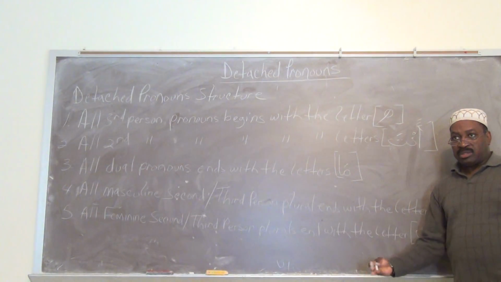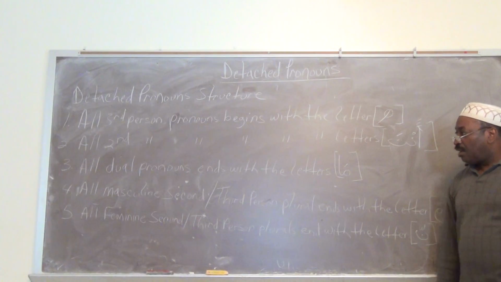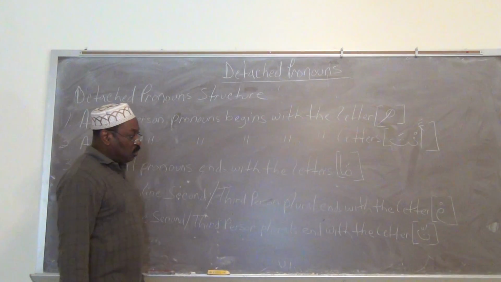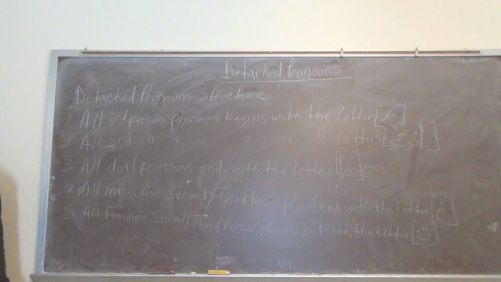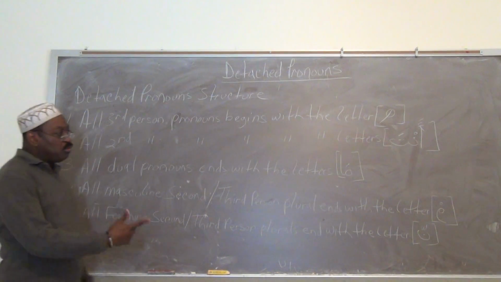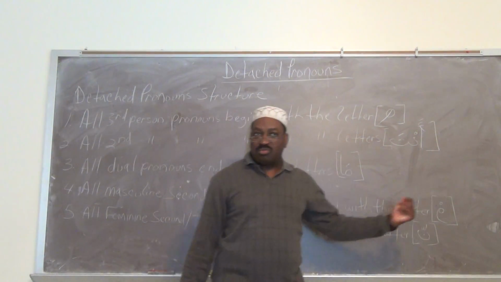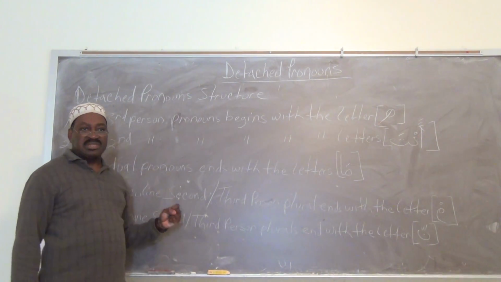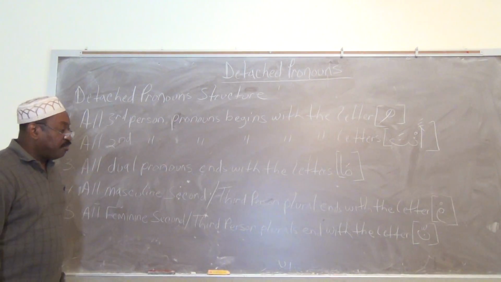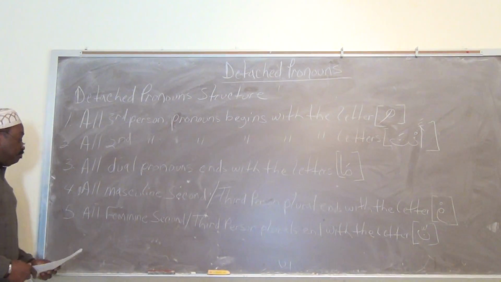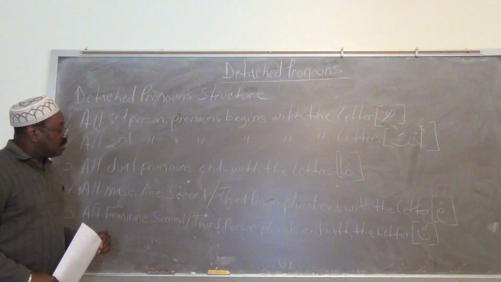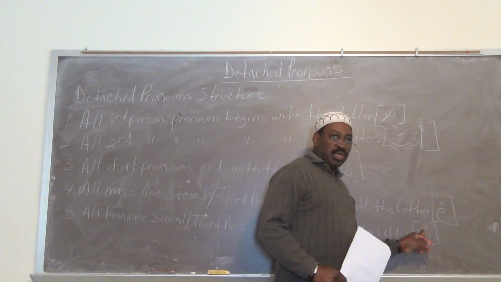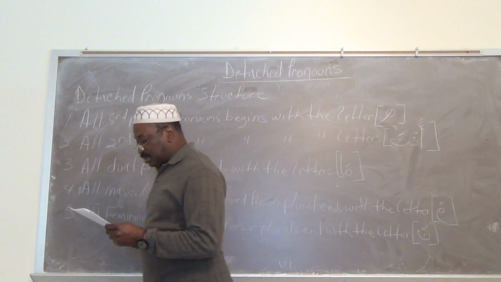Is this matching up with your chart? If you look at it, these points? Okay. Number four, all masculine second and third person plurals end with the letter meem. And notice I got meem with sukoon on the board, but you don't necessarily have to write sukoon on the last letter. Because we know it's always understood that that last letter is understood to be what? Sukoon on it, if there's no other vowel. And point five, all feminine second and third person plurals end with the letter noon with what? Shadda. Okay?